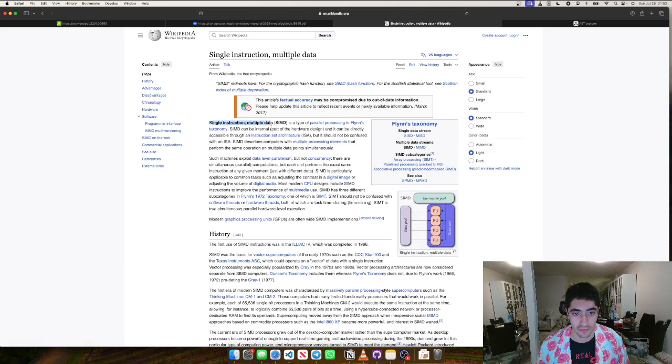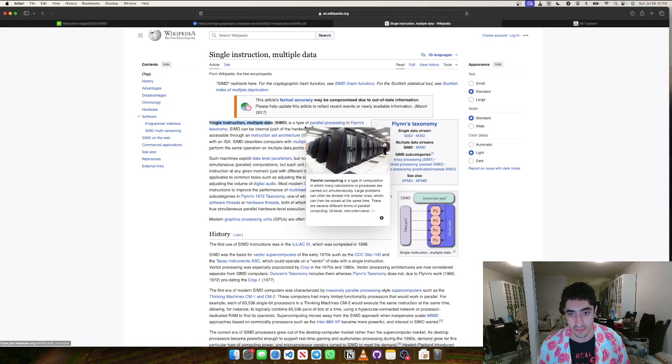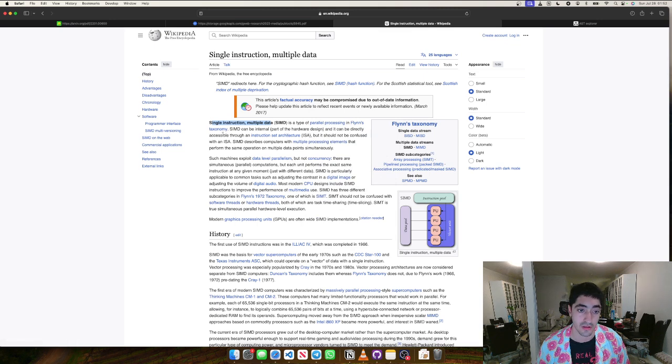Single instruction, multiple data is a type of parallel processing in Flynn's taxonomy. SIMD can be internal part of the hardware design. It can be directly accessible through an instruction set architecture, but it should not be confused with an ISA. SIMD describes computers with multiple processing elements that perform the same operation on multiple data points simultaneously.